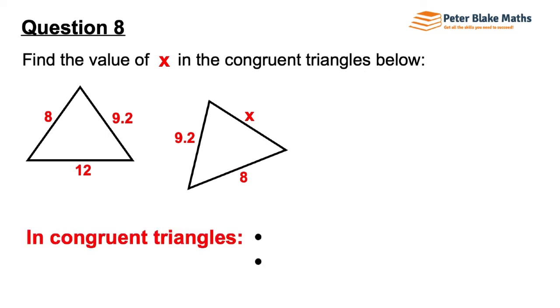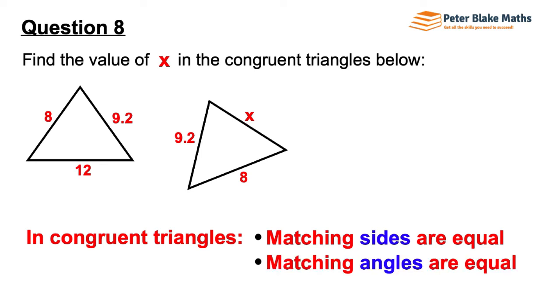So we're told that in congruent triangles, which we're told these two are, we have matching sides equal, and matching angles are equal. So I think you could say there that we've got an 8 in both triangles, we've got a 9.2 in both triangles, and we've got a 12 in one of them where the x position is. So I think we'd use that rule for congruent triangles, matching sides are equal, to say that x is going to equal 12.